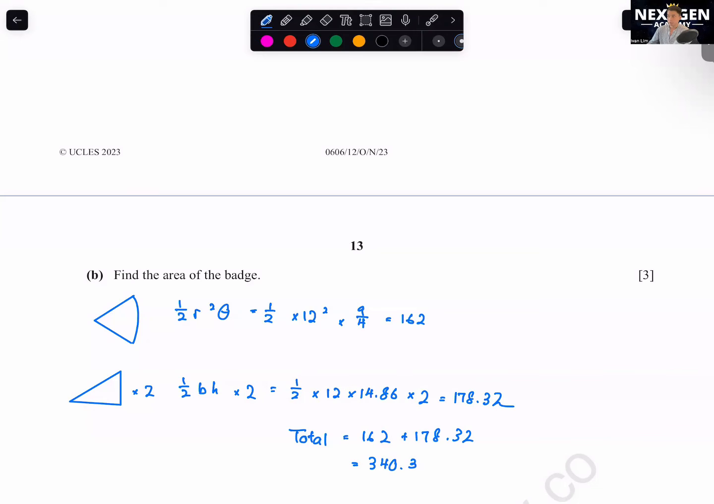No, you use 2, you round up too much already. 340 is okay. Okay, the final answer they wrote is 80.7. Remember when you all do Trigo that time, you need to try to use the most accurate value that you can. You round up too much, you'll keep losing your accuracy, then your final answer will be off.